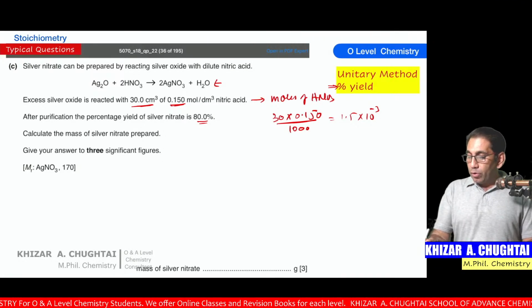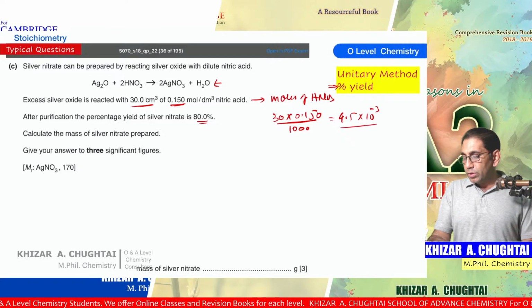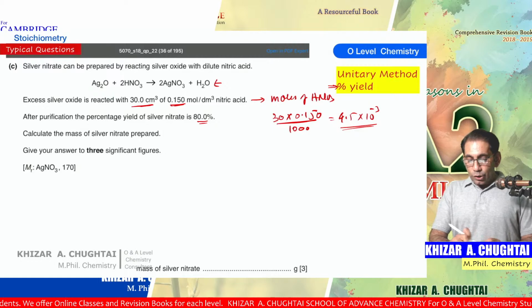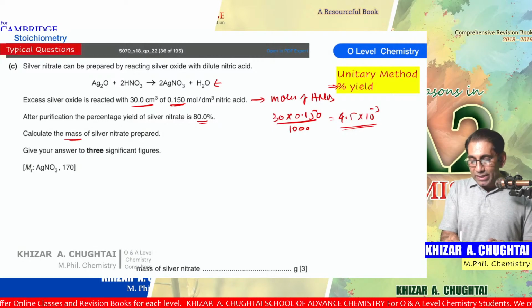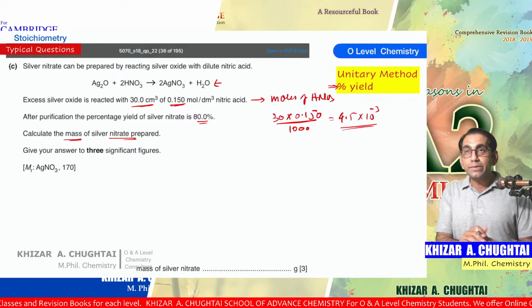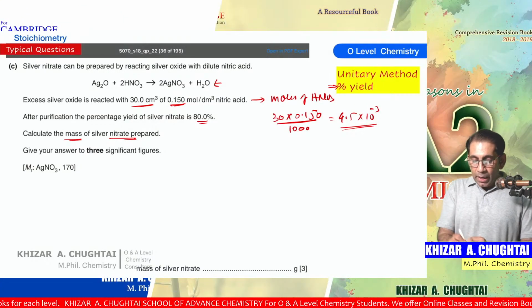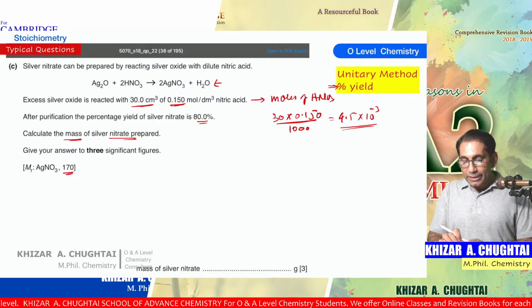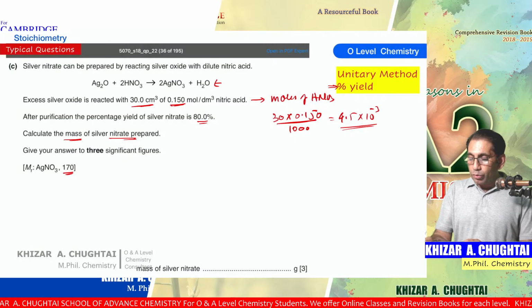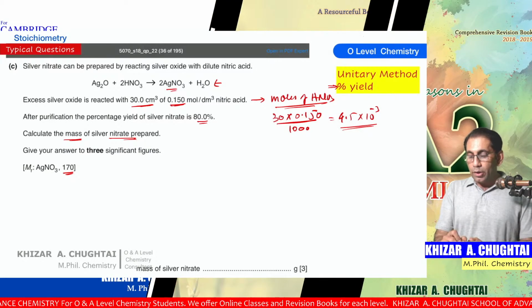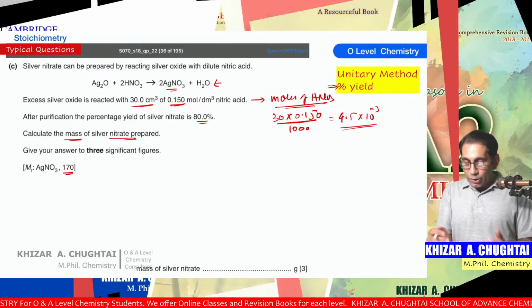4.5, if I'm not wrong. 4.5 into 10 raised to power minus 3 is the number of moles of nitric acid. So once again, he is asking to find the mass of silver nitrate that is prepared, that we are going to prepare experimentally. The mass of silver nitrate is also given. And with respect to this mole of HNO3, we can find the mass of silver nitrate. That is to be calculated.